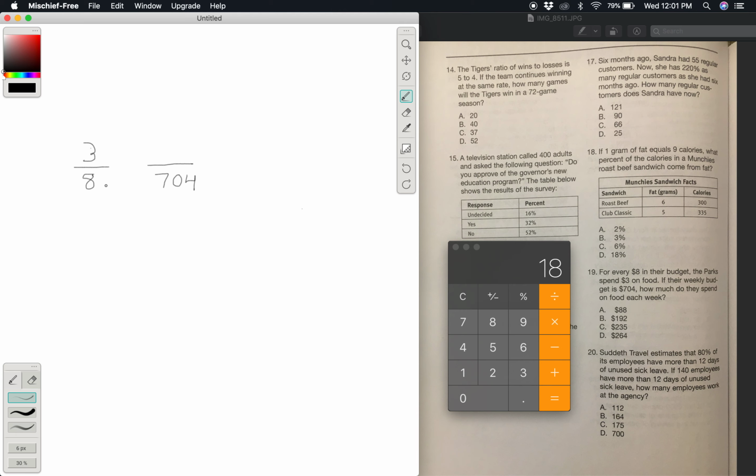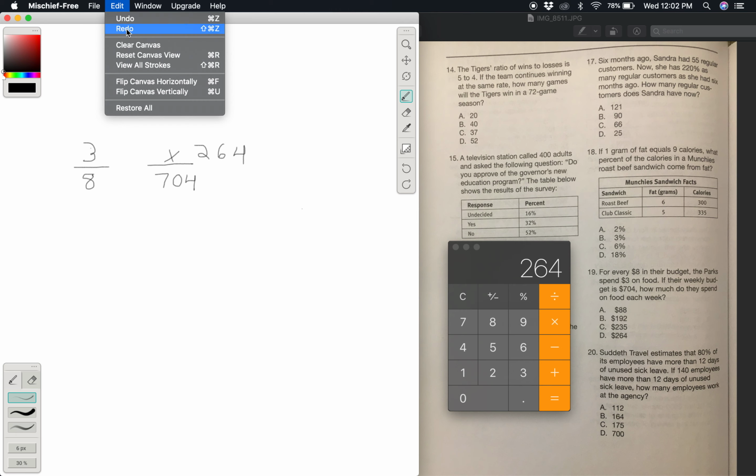So again, same formula. We're missing the rate here. We have the part, we have the base, and let's get the rate. So 3 times 704, so multiply diagonally. 3 times 704 divided by 8 equals 264. So D is your answer for number 19, 264, and 264 is what they spend on food.